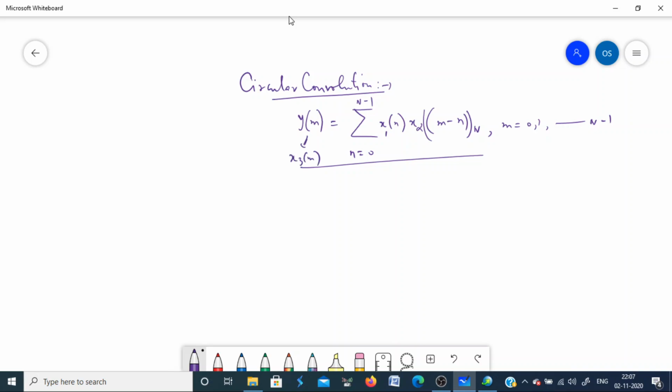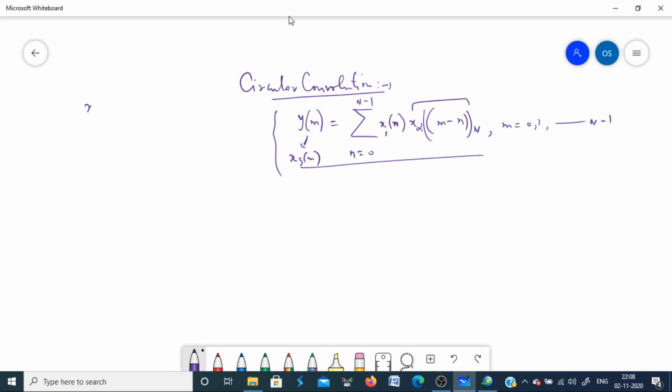Now we'll see how you can find the circular convolution of two signals. Again, the process is the same. You have to keep one signal as it is, fold the other signal, then shift it, then multiply, and then add. The equation is very similar to linear convolution. The only thing is that the folding and the shifting are to be done in a circular way. So I take a simple example.